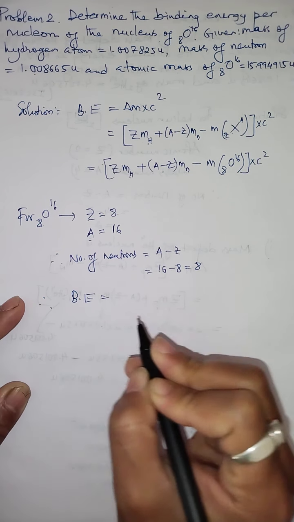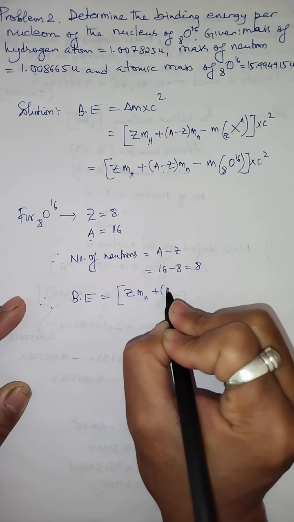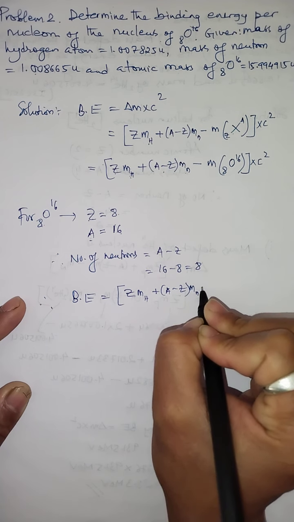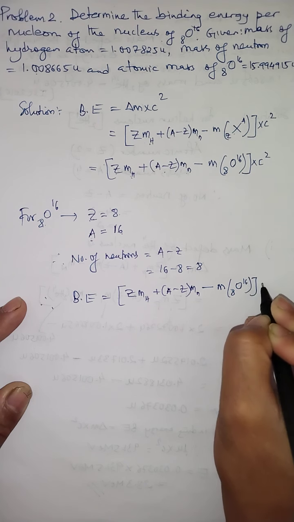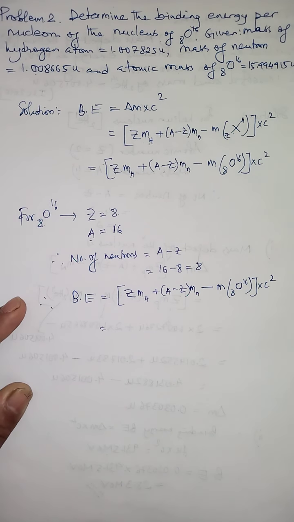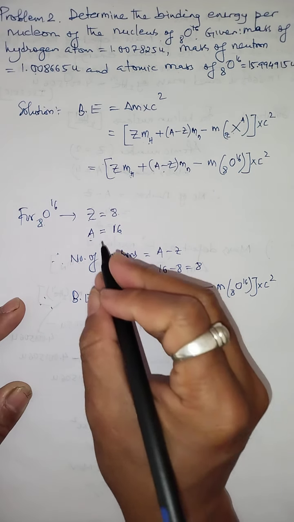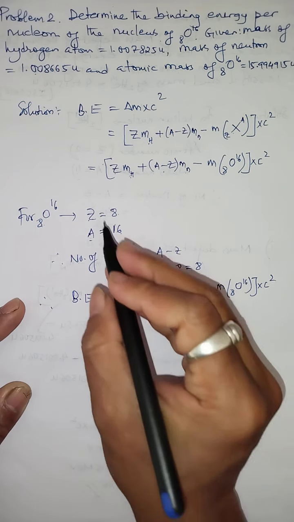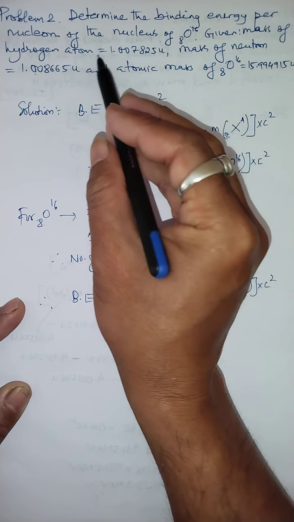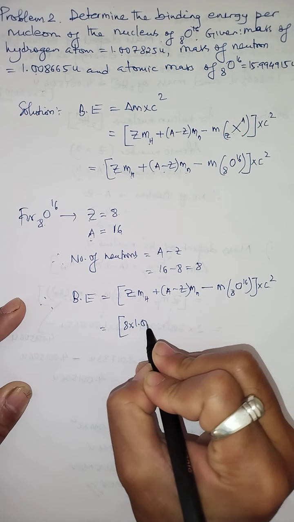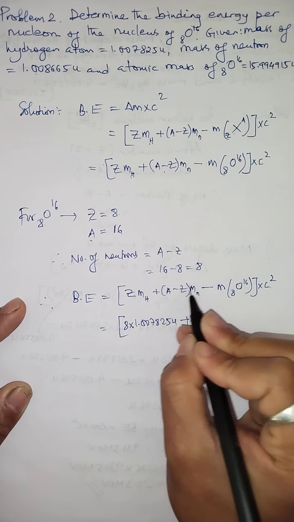Now binding energy equals, the formula is ZM_H plus (A minus Z)M_n minus M of the ₈O¹⁶ atom, into C square. Okay, now in order to solve this problem, let me just put the values. Z is how much? 8 into M_H. M_H means the mass of a hydrogen atom, which is how much? 1.007825 U.